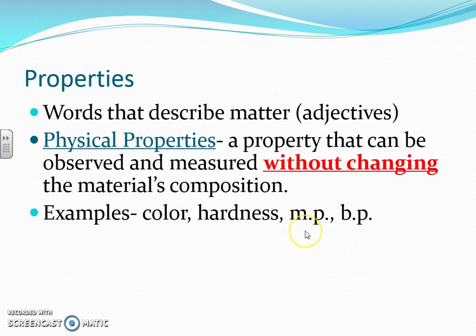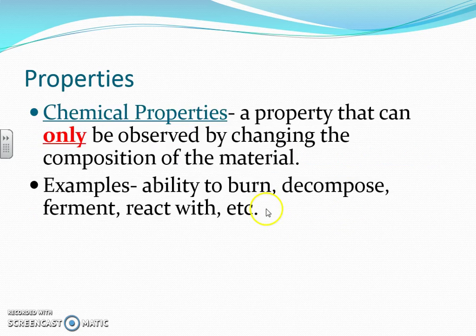Hardness, melting point, boiling point. I can measure water's boiling point at 100 degrees Celsius and I don't change anything about it. It still stays water. Chemical properties, these things can only be observed when that substance changes. So if I want to see if something burns, I have to light it on fire, and if it does burn, I change it from a piece of paper to carbon dioxide and water and ash. So the material does end up changing.